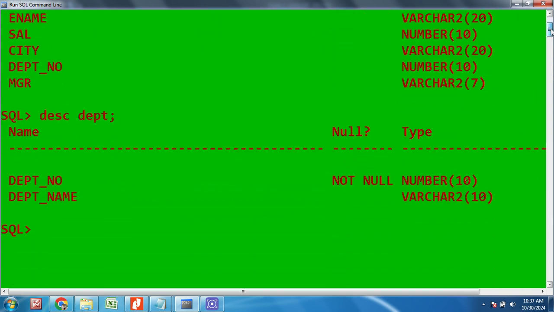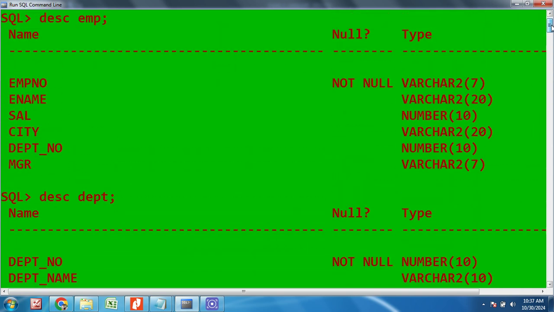This is our EMP table and this is our DEPT table. In both the tables we have a common column called DEPT number. DEPT is our parent table and EMP is our child table. In the DEPT table, DEPT number is declared as primary key. In the EMP table, DEPT number has been declared as foreign key. So both the tables are related with each other.